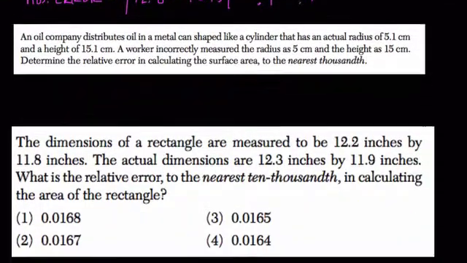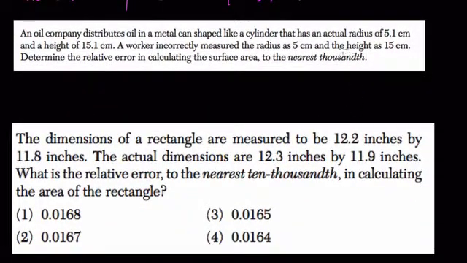Next one, an oil company distributes oil. The actual radius is 5.1 centimeters and the height is 15.1. The worker incorrectly measured the radius as 5 and the height as 15. Determine the relative error. So, first of all, we're looking at surface area here. It tells us the surface area.